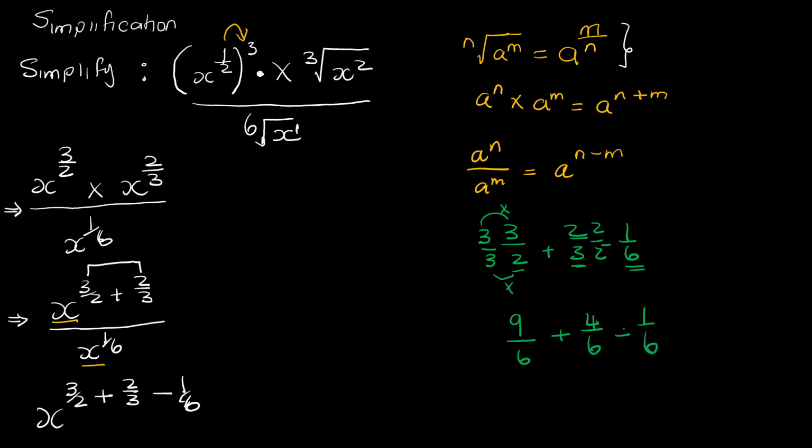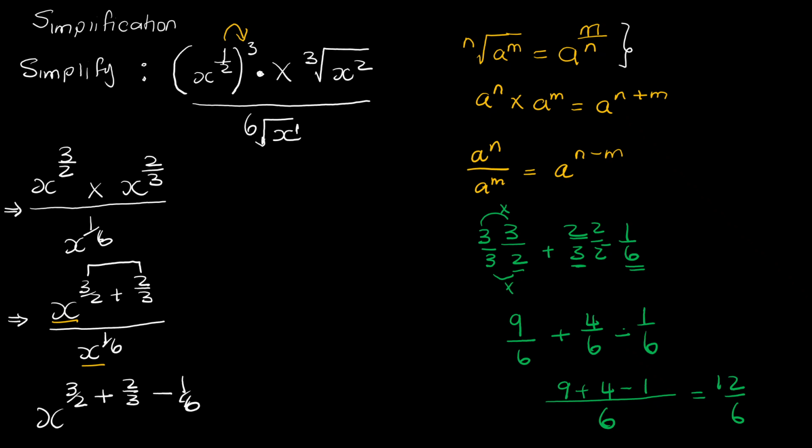So now what happens? The denominators are the same. We can write this as one denominator, then work the top part. Right. So this will be 9 plus 4. That's 13 minus 1, that's 12. So the answer is 12 over 6.